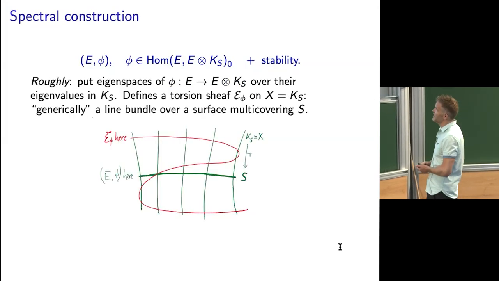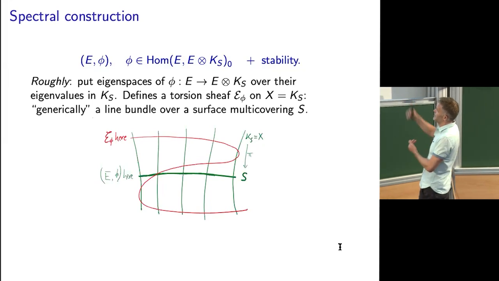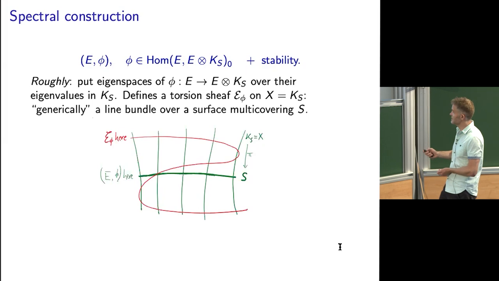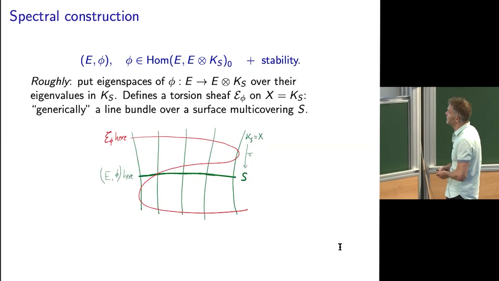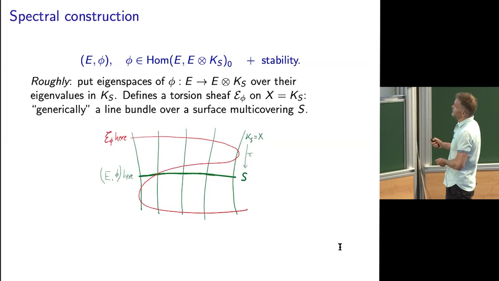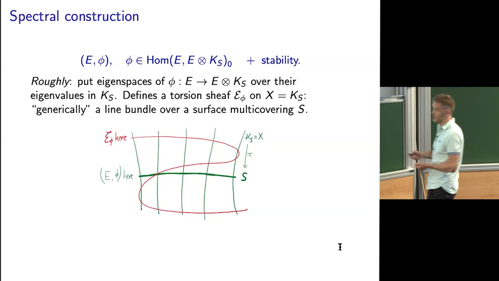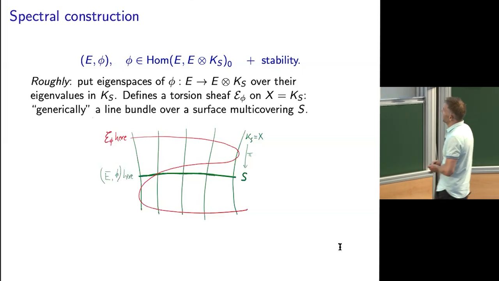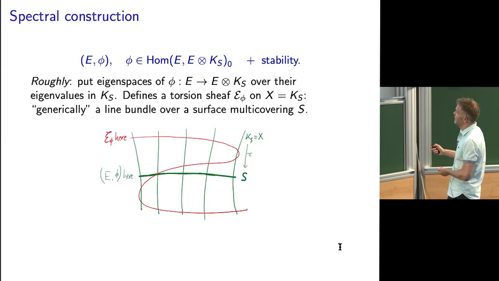We're going to turn it into data on a bigger space, on the canonical bundle of S, which we call X. Okay, so this is a Calabi-Yau threefold. This data is equivalent to a certain torsion sheaf, a two-dimensional sheaf supported on a surface called the spectral surface, which is some kind of multi-covering of the surface itself. Okay, is everyone happy with this picture?